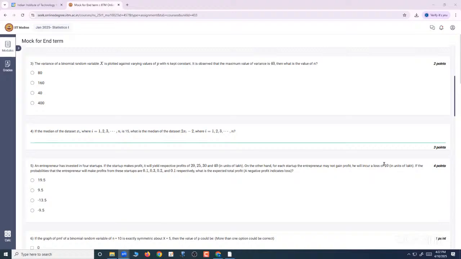Ma'am, how can we say the loss probability is 0.9? See, basically for startup 1, my profit for x equals 20 is coming out to be 0.1, that is 10%. So 0.9 only for startup 1. Correct.